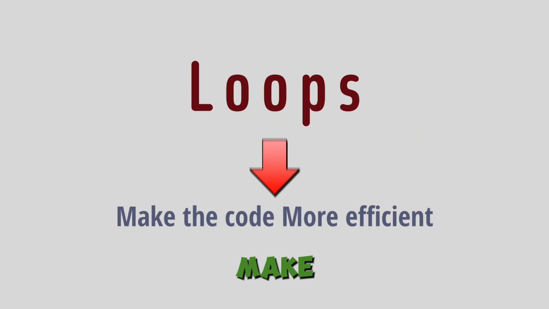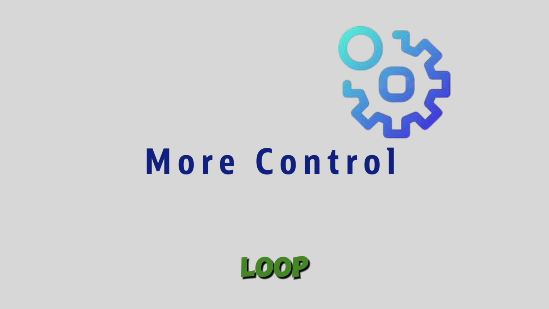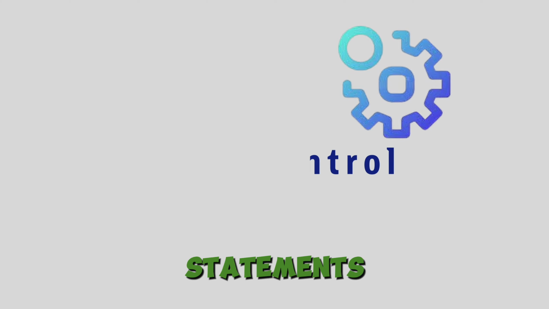In our last video, we learned about loops and saw how they make our code more efficient. But sometimes we need more control over how a loop behaves. That's where loop control statements come in, and that's what we're going to learn today.